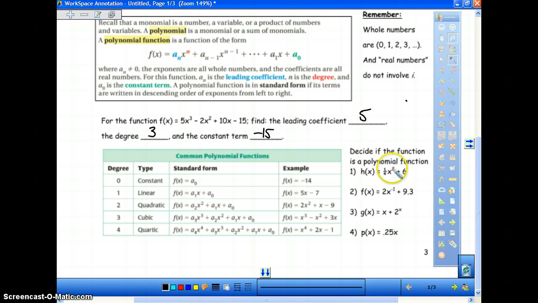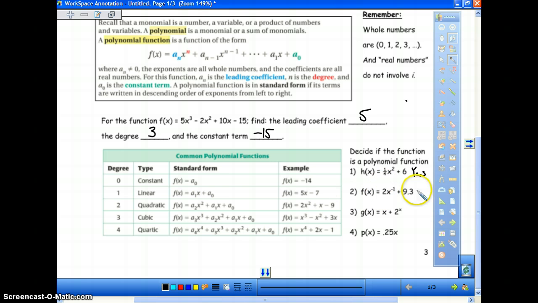Okay, so looking at this first one, we have to decide whether this is a polynomial function. This one is a polynomial function, and the reason is because everything lines up exactly the way we need. We're allowed to have fractions here. We have a real number and a whole number as our exponent, and then we have our constant at the end.